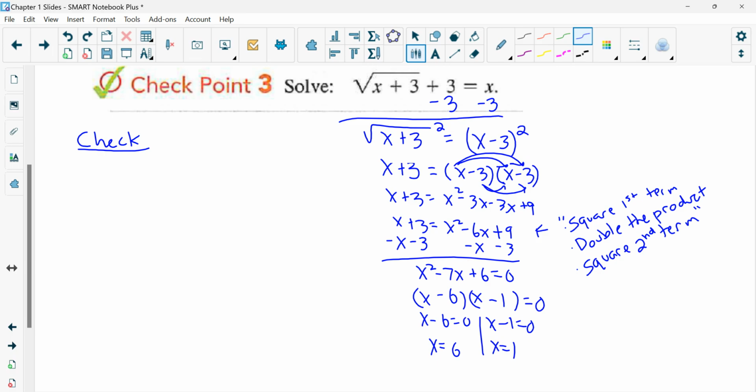All right, so when I go to check this, if I plug 6 in first, I would have 6 equals square root of 6 plus 3, plus 3 on the outside. 6 plus 3 is 9, square root of 9 is 3, and then 3 plus 3 is 6. So I get 6 equals 6. So that one worked. I know for sure 6 is a solution.